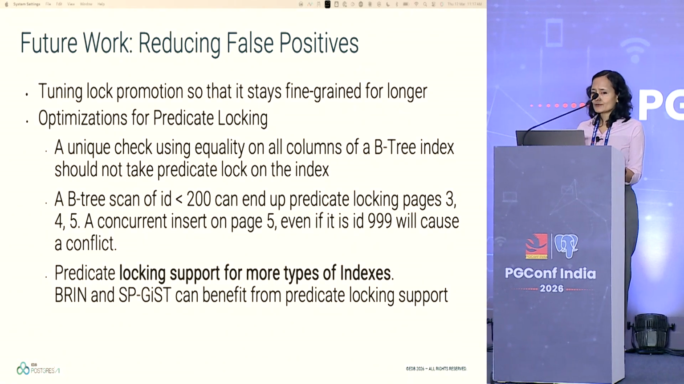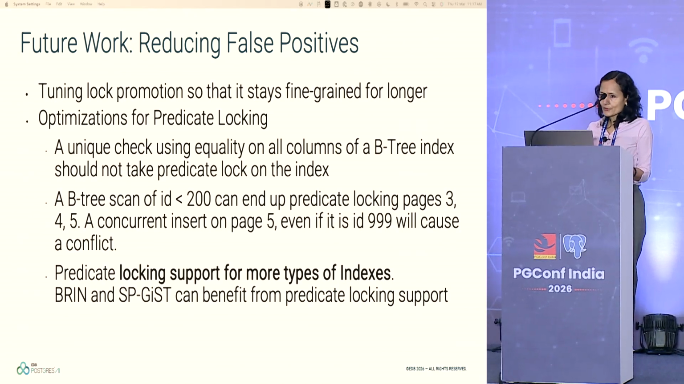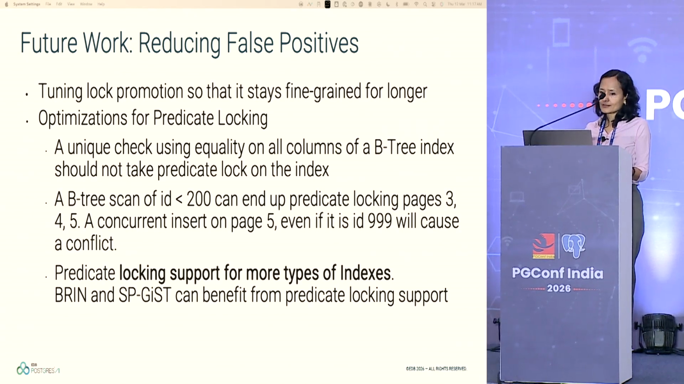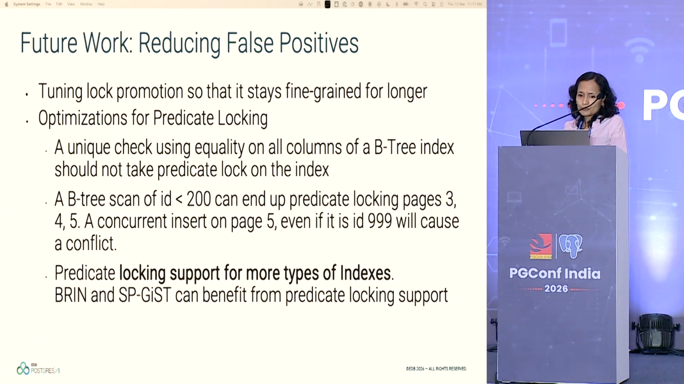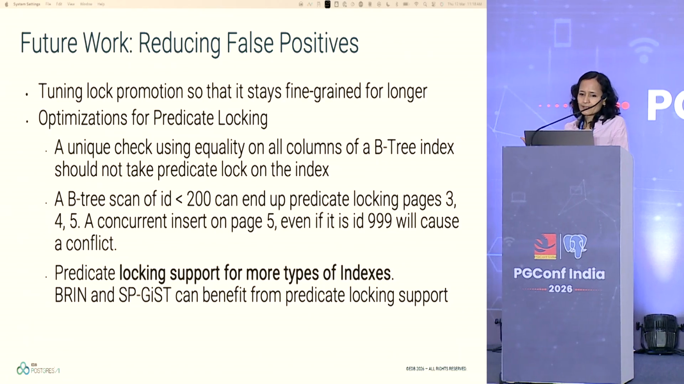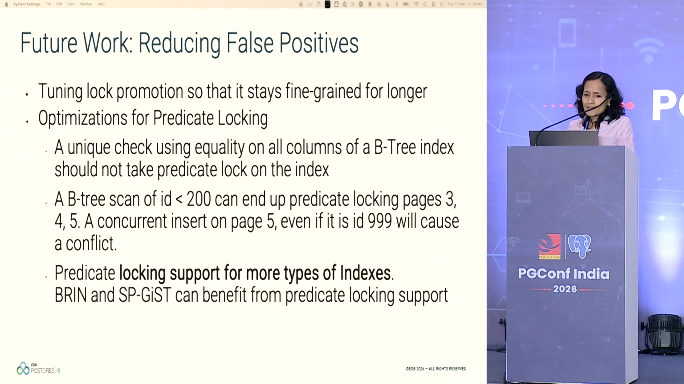In future work, one of the major things is about reducing false positives, because as you increase the concurrency and load on the system, you can get a lot of false positives. So, tuning lock promotion so that more fine-grained locks can be taken for longer. Then, optimizations for predicate locking.